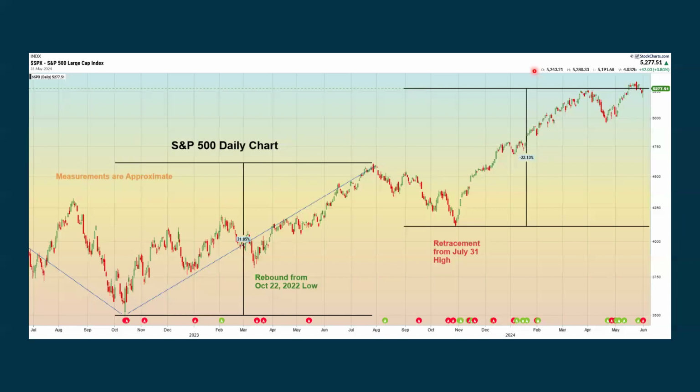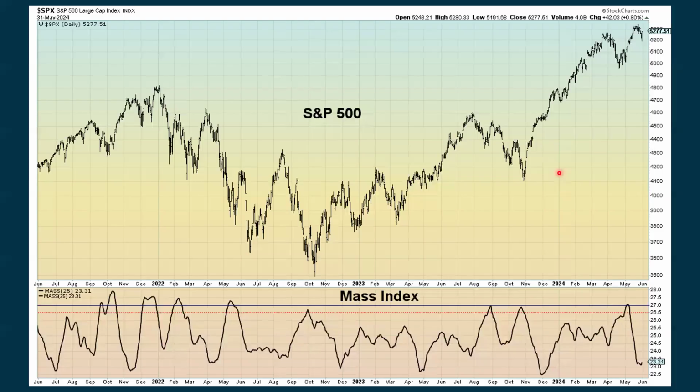And we do some measurements. Here's the low set back in 2022. Here's the low that we set in October 2023. And since that time, we've been bouncing up. We hit a new all-time high, came back. Now we set some new all-time highs before seeing some more weakness. And according to this measurement, we're up 22.13% from the October 2023 low. This is more just for information.